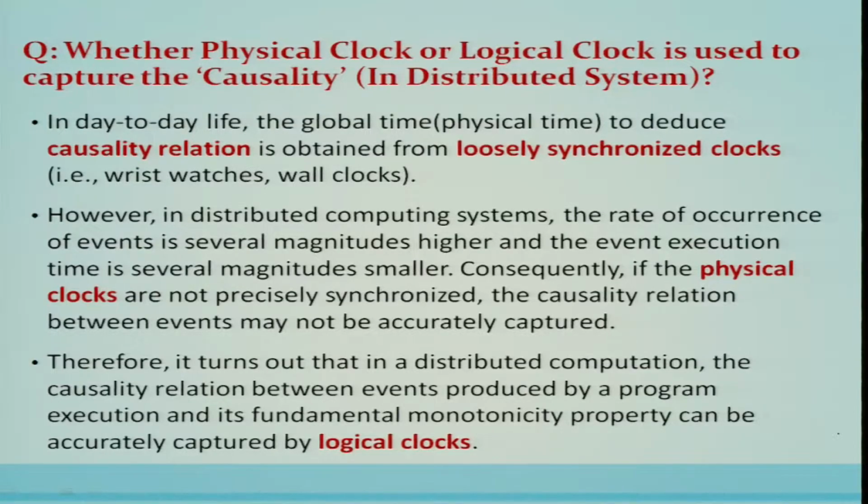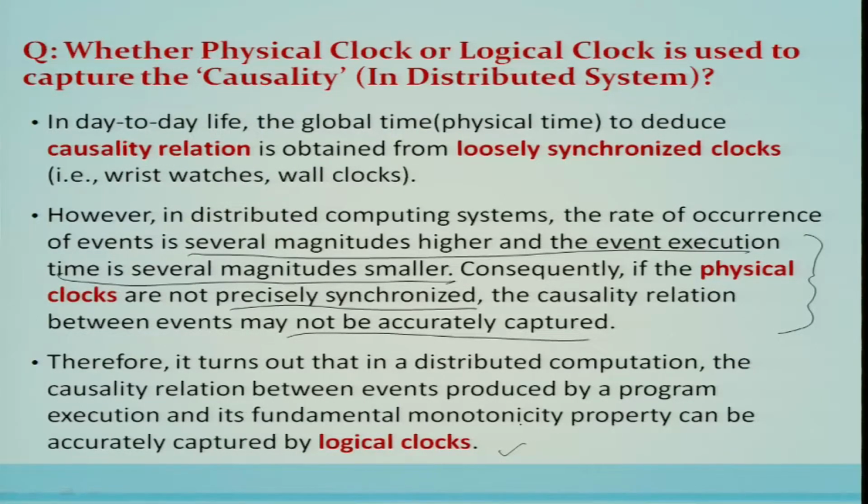However, in a distributed computing system, the rate of occurrence of events is several magnitudes higher and the event's execution time is several magnitudes smaller. So consequently, if the physical clocks are not precisely synchronized, the causality relation between the events may not be accurately captured. So this is the most important notion. Therefore, it turns out that in distributed computation, the causality relation between the events produced by the program execution and its fundamental monotonicity property can be accurately captured by the logical clocks.